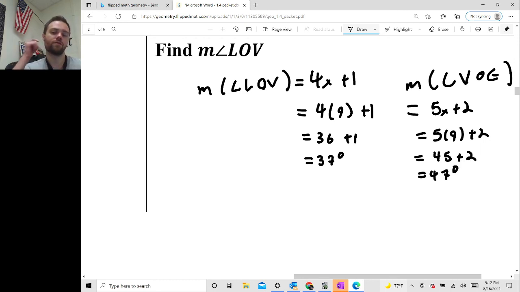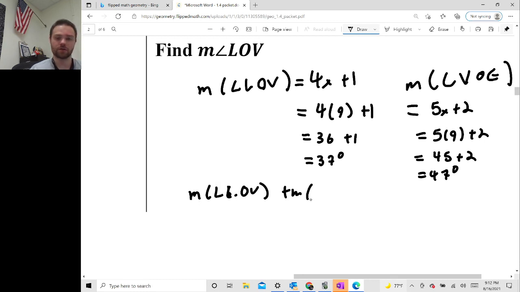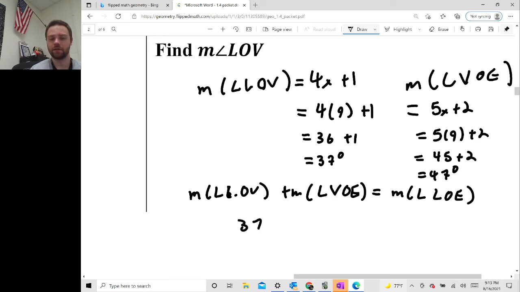So 7 plus 7 is 14. 14 plus 40 is going to be 54. 54 plus 3 is indeed 84, so that works. Yeah. So just to make sure, measure of angle LOV plus the measure of angle VOE better equal the measure of angle LOE. So that is 37 plus 47 does indeed equal 84, and we're good.